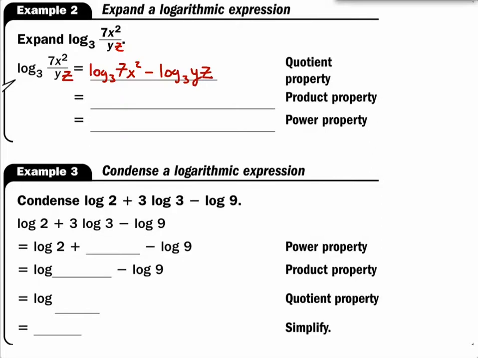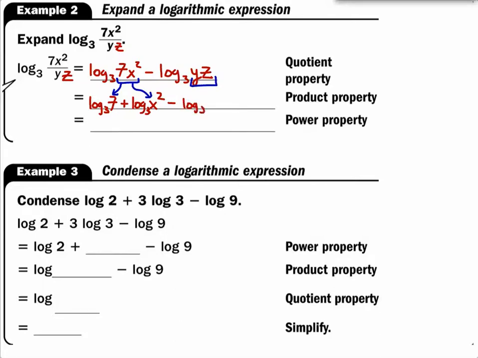Now the product property. Okay, so here's what's going on. You've got your 7x squared. That is two things multiplied. So that's log base 3 of 7 plus log base 3 of x squared. Boom. And maybe I'll just draw a couple arrows like zoom, zoom, with the plus in between. All right, now minus, same thing here. You got the yz, right? So, oops, excuse me.